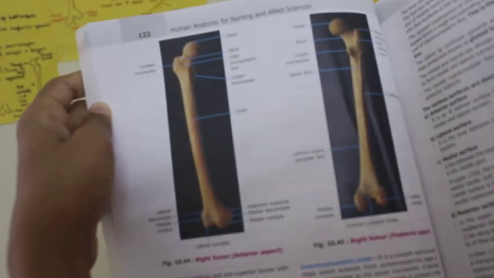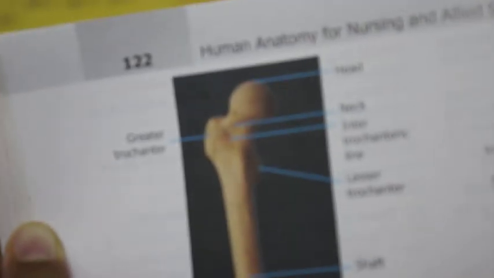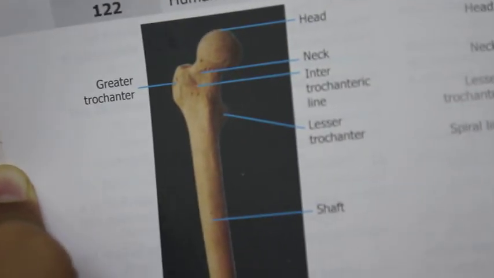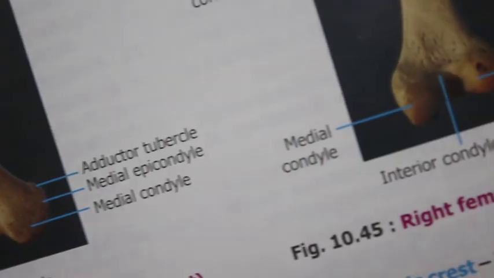So you can see the femur, this is the anterior one, this is the posterior one. Can you focus on the words over there? So that's the neck, that's the shaft, and these are the condyles. Whereas on the posterior one, that's the head. You see it's more than half of a sphere. And as it goes down, you can see the other parts: linea aspera, two condyles and epicondyles. That's how it is.